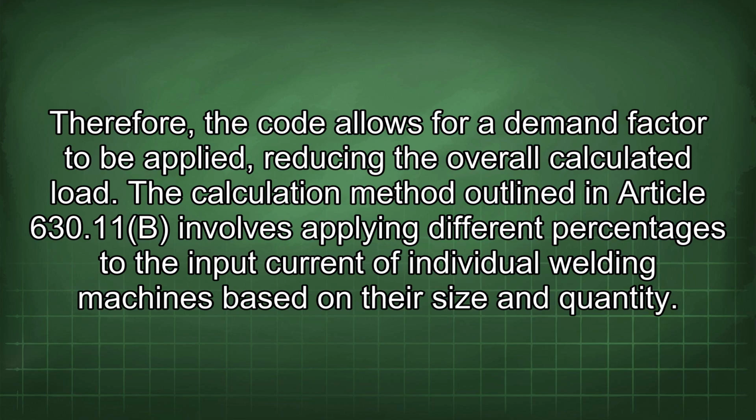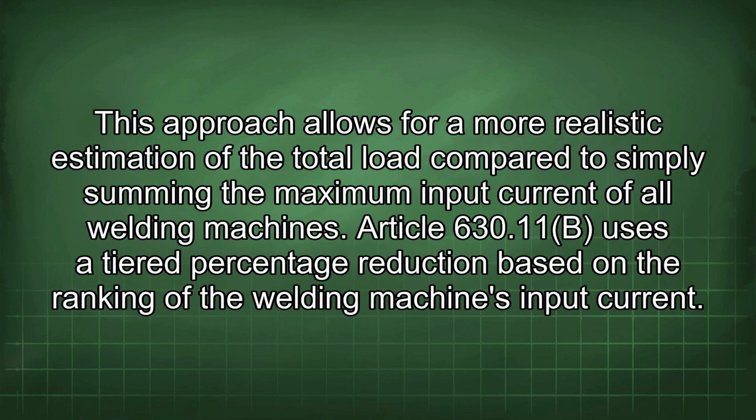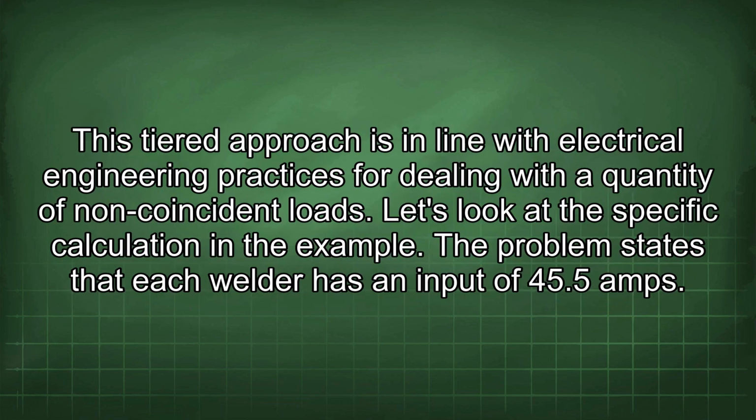The calculation method outlined in Article 630.11(B) involves applying different percentages to the input current of individual welding machines based on their size and quantity. This approach allows for a more realistic estimation of the total load compared to simply summing the maximum input current of all welding machines. Article 630.11(B) uses a tiered percentage reduction based on the ranking of the welding machine's input current. This tiered approach is in line with electrical engineering practices for dealing with a quantity of non-coincident loads.